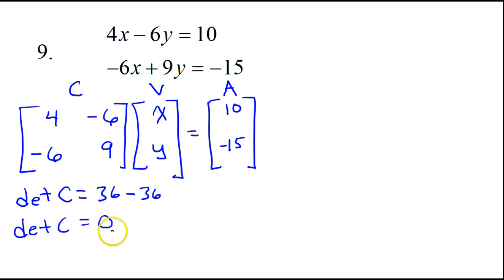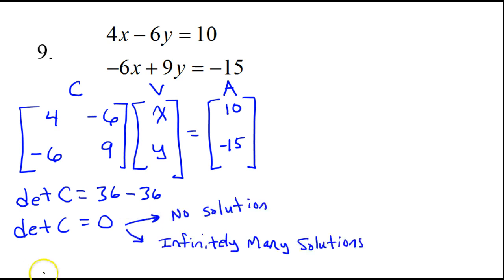We will have to stop right here in terms of solving this using matrices. Our next step was going to be to find the inverse of matrix C. But if the determinant is 0, there is no inverse of the matrix, so I cannot continue. This means one of two things though. Either there is no solution or there are infinitely many solutions. Let's see if we can quickly try to figure out which one it is.